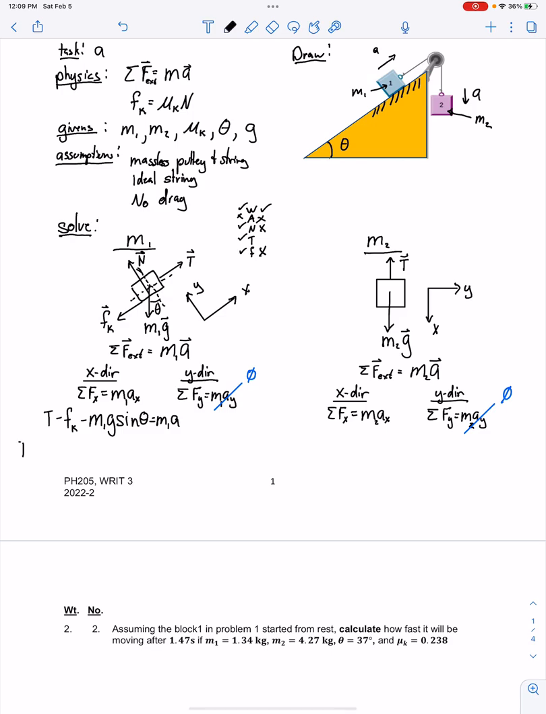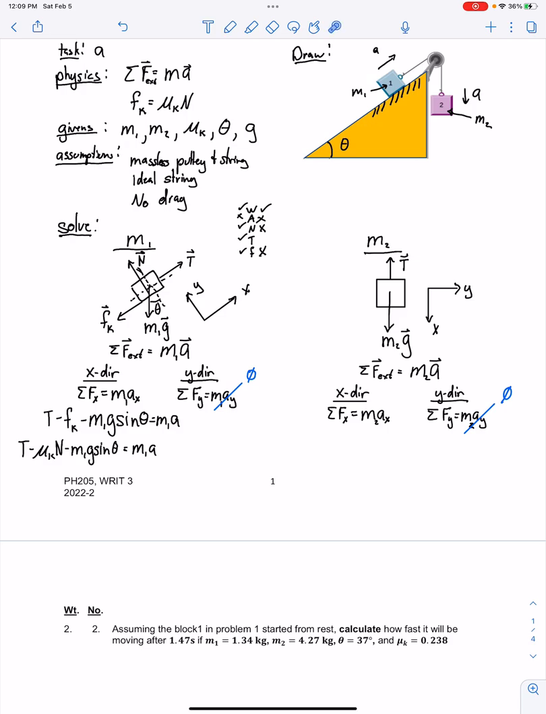And now we know that tension minus our force of friction, which is our coefficient of kinetic friction multiplied by really just the magnitude of that normal force for this object. So multiplied by the normal force. We haven't done that yet to figure out what that is. Subtract the component of our weight force is equal to m1 times a. All right, good. And that's about as far as we can get with that.